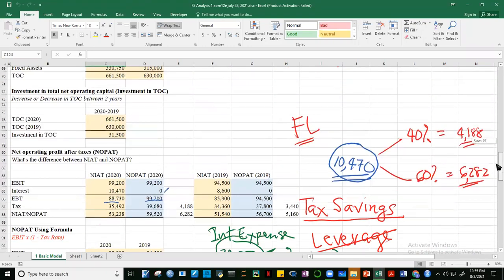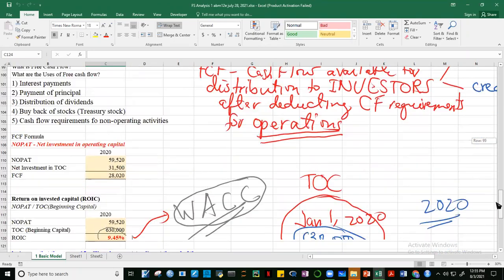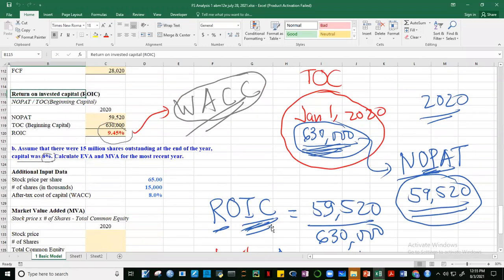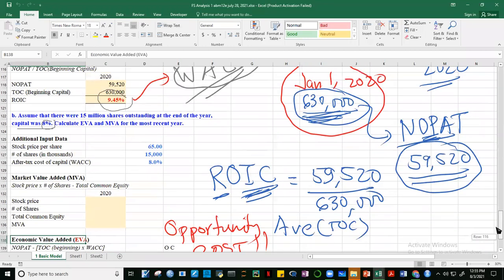Ang gusto talaga natin kung bakit natin mini-measure yung mga metrics is that we'd like to compute for yung end goal natin, ROIC, market value added, at saka yung EVA, economic value added. Bakit? Ba't importante itong measures na to?